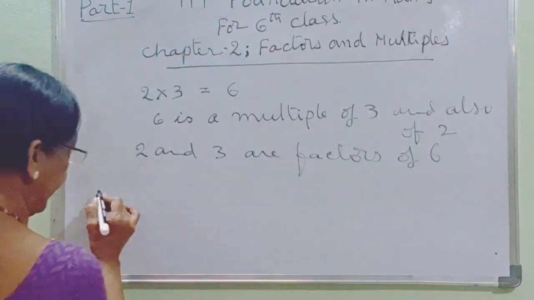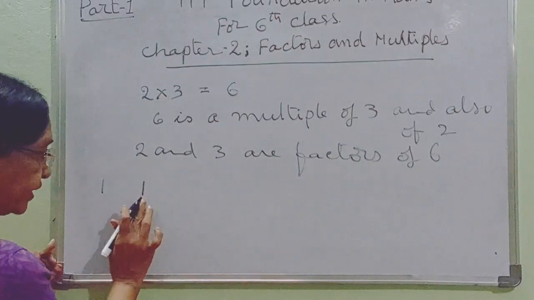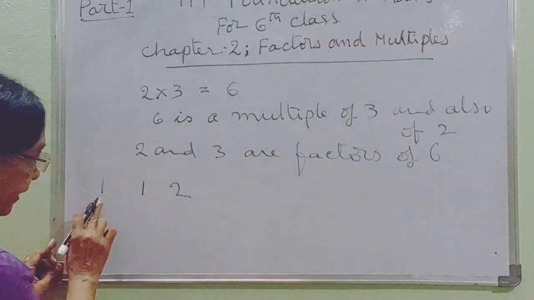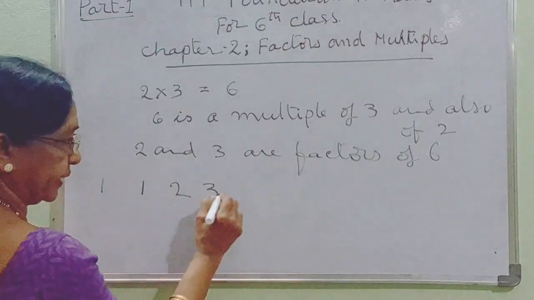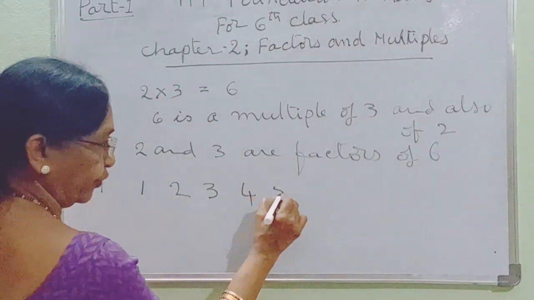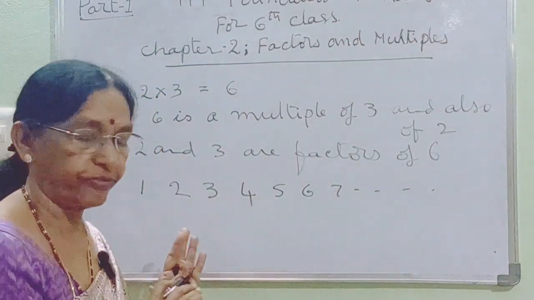Now if we take 1 and multiply it by 1, we get 1. So 1 is a multiple. If we multiply it by 2, we get 2. 2 is a multiple of 1. Similarly, 3 is a multiple of 1, and 4, 5, 6, 7, etc. All the numbers are multiples of 1.